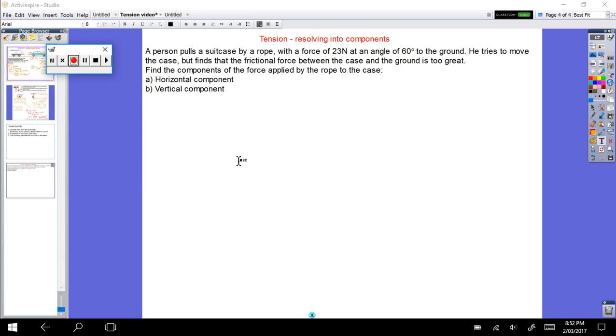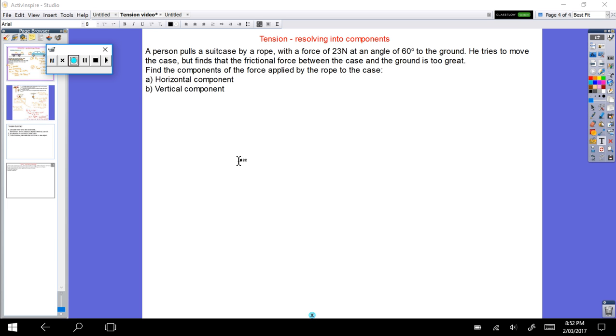Hi everyone, in this video we'll be looking at tension again and resolving forces such as tension into components. So our example is that a person pulls a suitcase by a rope with a force of 23 newtons at an angle of 60 degrees to the ground.